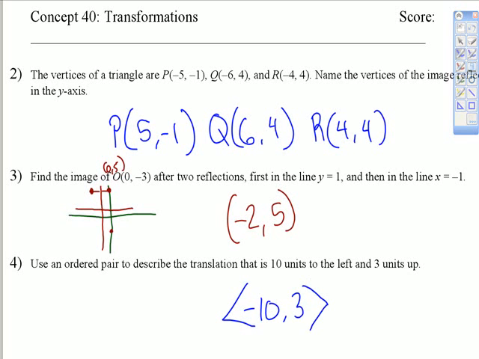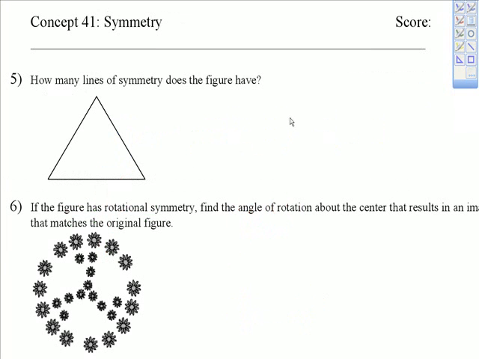Try to remember when you do your vectors that they got to have the angle brackets, not the parentheses, because you're just naming a vector, not a point. Any questions here?